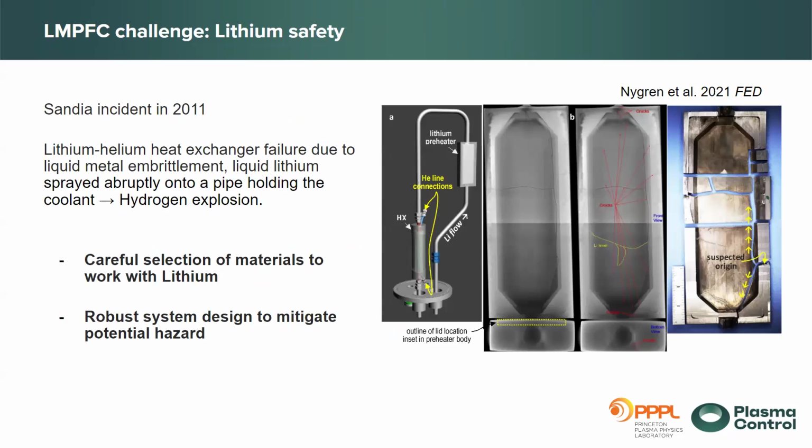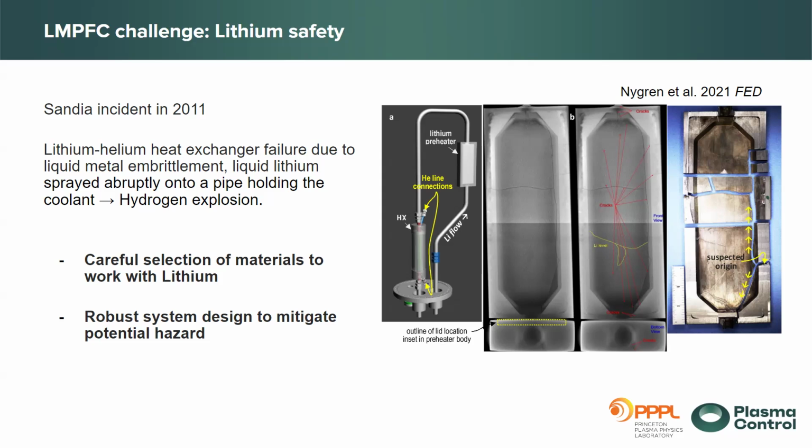So here's one of the things that we all want to remember: there was a lithium incident at Sandia National Lab back in 2011, where helium heat exchanger failures led to a hydrogen explosion. And from a paper published in 2021, analysis showed there was liquid metal embrittlement in the mild steel they were using as a chamber. So that brings attention that we have to be careful to select the materials to work with lithium.